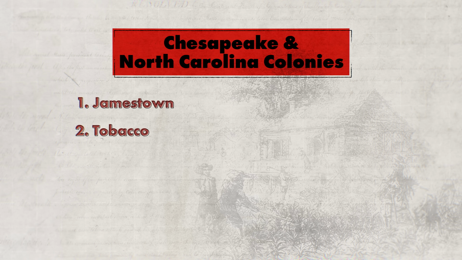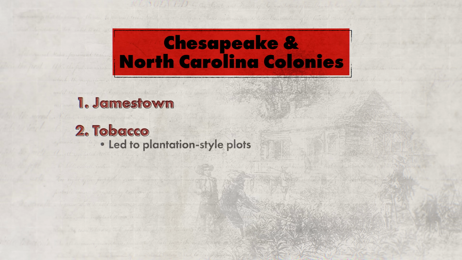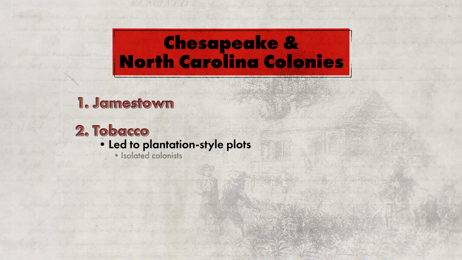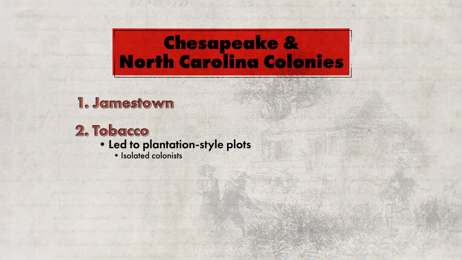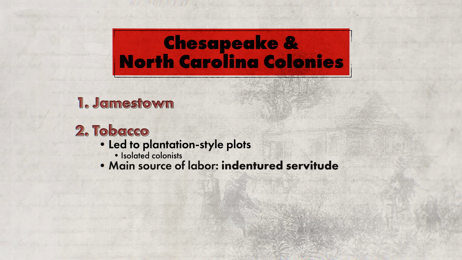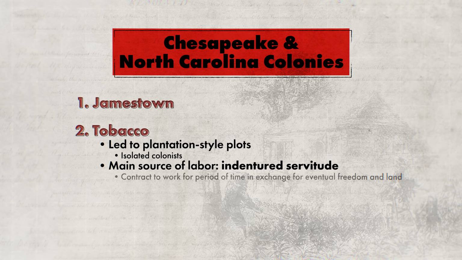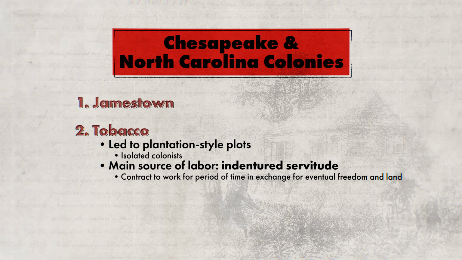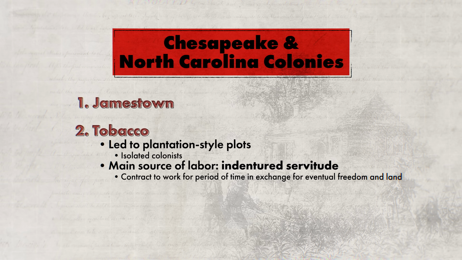Anyway, that discovery shaped the society and the geographic layout of the region. In order to grow tobacco in abundance, they divided the land into huge plantation-style plots, which had the effect of isolating the colonists in this region. Additionally, in the beginning, the main labor source for this region was indentured servitude, in which the people sign a contract to work for a period of years, and then they go free, usually with the promise of a plot of land that they could own and work.